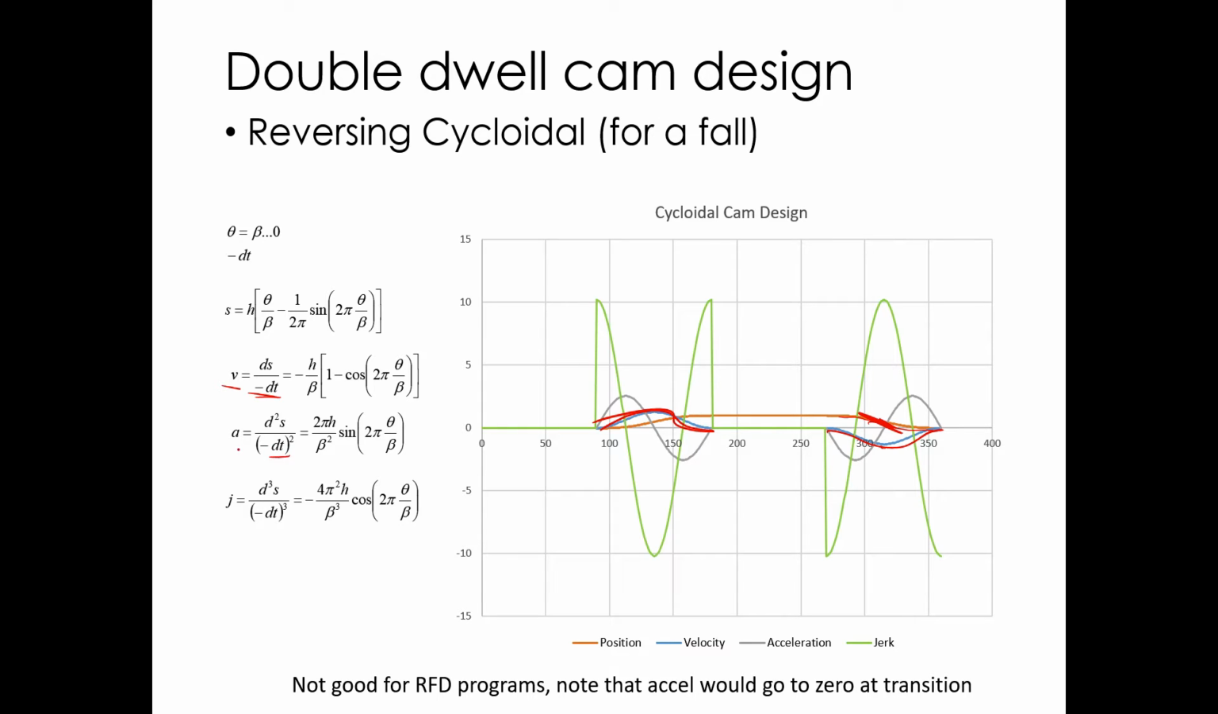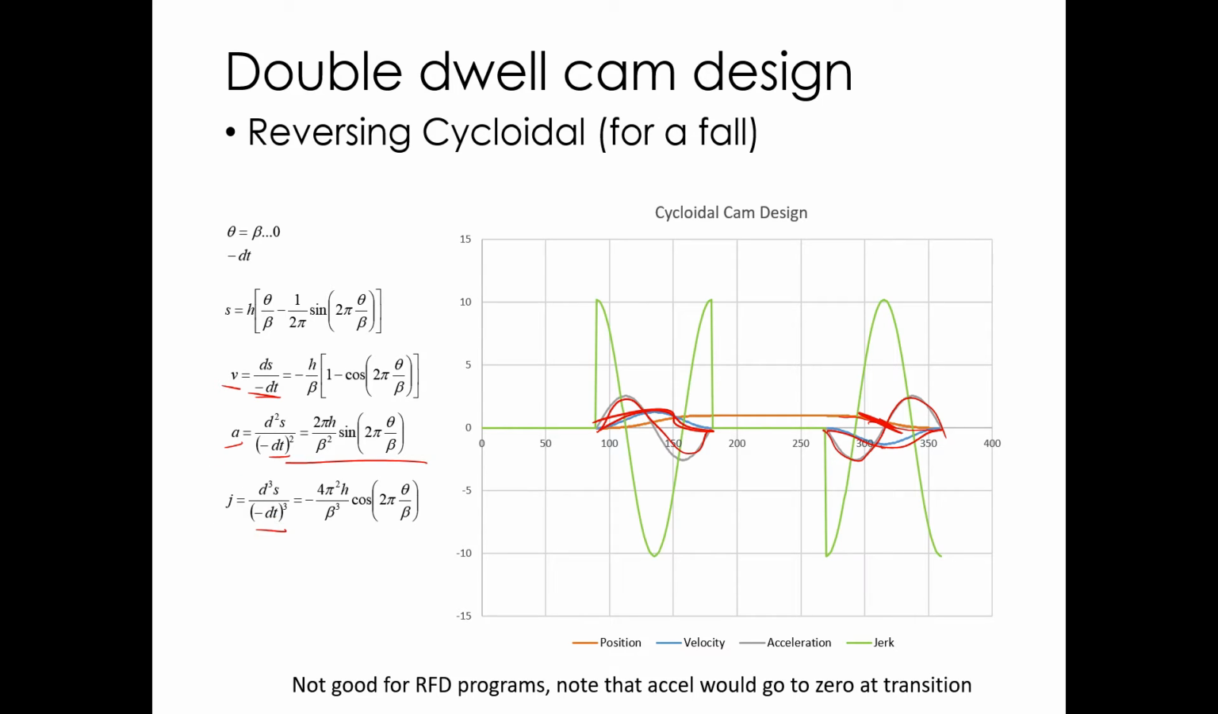For acceleration, I've got dt squared, so it doesn't matter if it's positive or negative. So the acceleration curve is just simply the mirror. It's beta down to 0. So here's the acceleration curve. Here it's just that mirrored. That time thing doesn't matter because the dt is squared, so there's no minus sign in this equation.